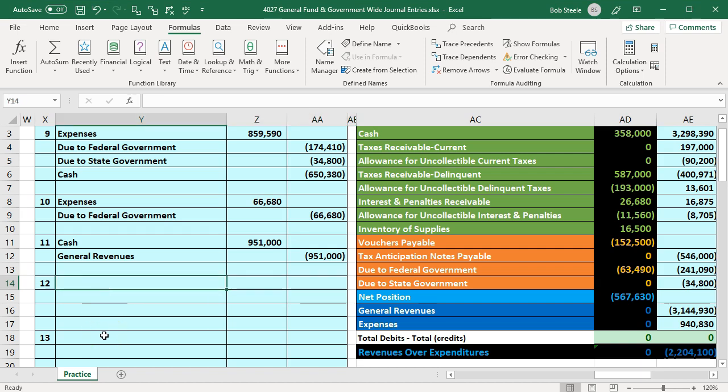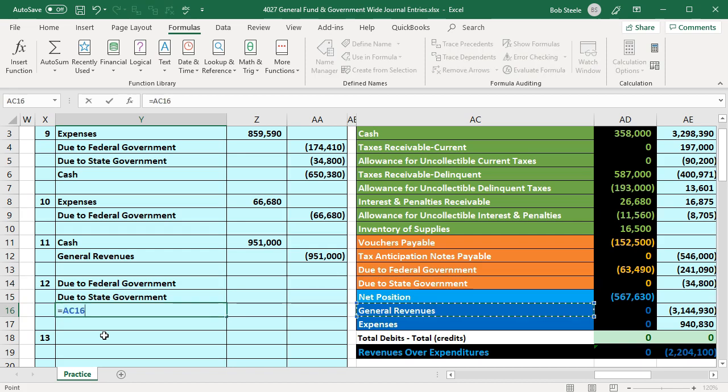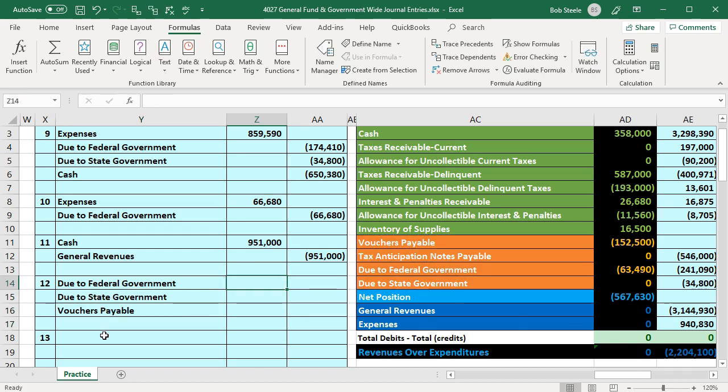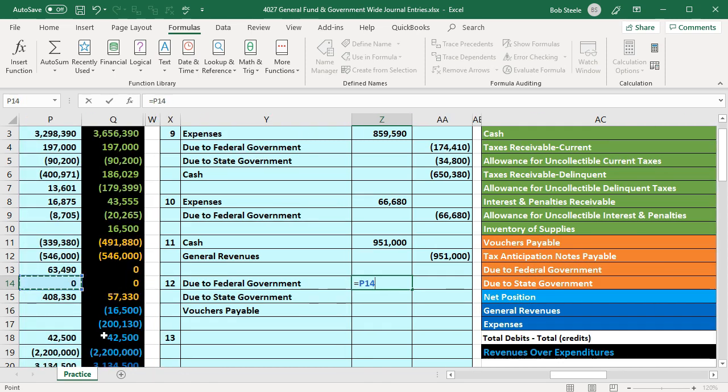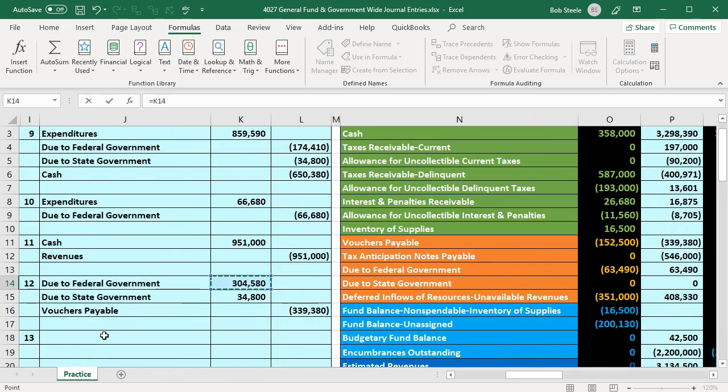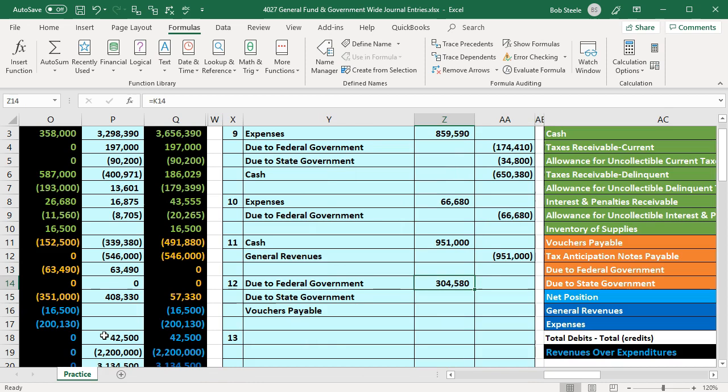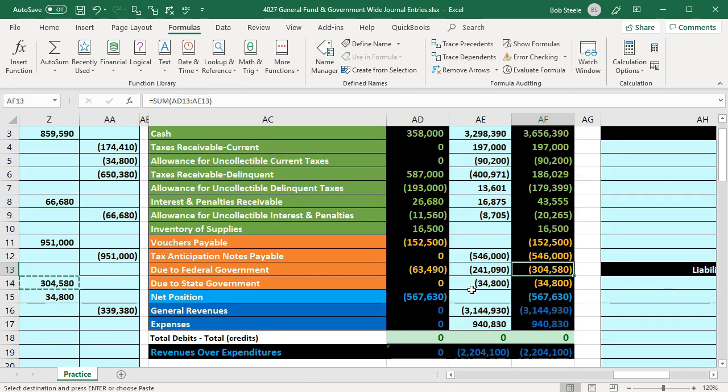Within the government-wide, we're going to say that we have the due to the Fed, due to the state, and then the voucher payable. Those were the three accounts we had. We're going to pick the same numbers up from the prior transaction because they will be the same numbers. I'm just going to copy that number, Control C, Control V, same numbers, same transaction, same journal entry. Now let's post it. We've got the due to federal government. Going to scroll back over to the due to federal government in the trial balance. Here we have it in AE13.